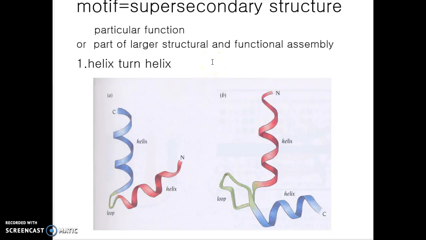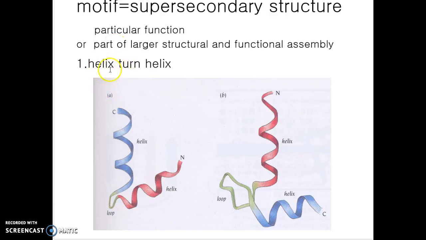Next will be motif, or super-secondary structure. More than two secondary structures get together with a specific geometric arrangement and appear in many proteins over and over. Sometimes it provides particular functions, sometimes they don't have.